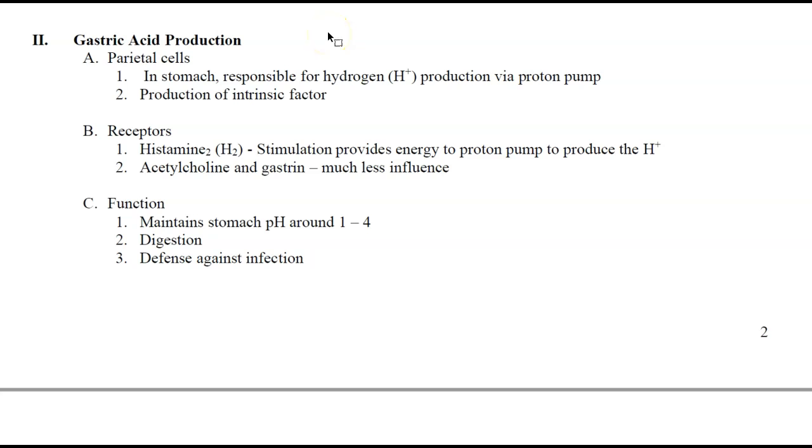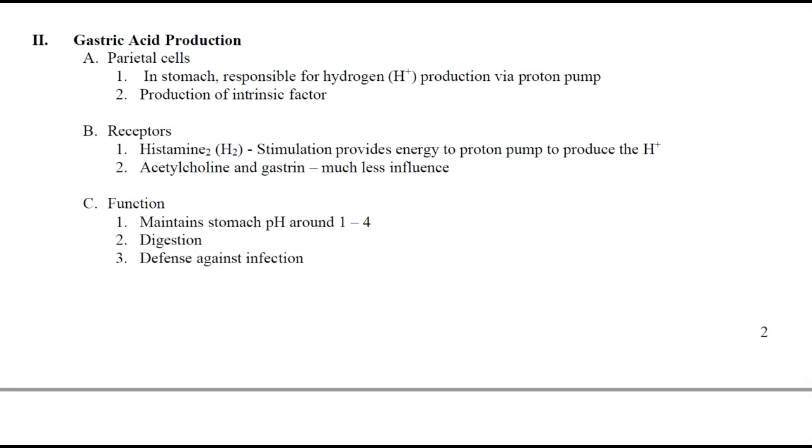So there are different receptors involved in gastric acid production. H2, which aids in acceleration of heart rate, and in the GI tract, it helps with gastric acid secretion. So H2, or histamine 2, it helps in stimulation and provides energy to the proton pump to produce hydrogen ions. Acetylcholine and gastrin also have an influence when it comes to gastric acid production. That being said, it is not as significant as histamine 2.